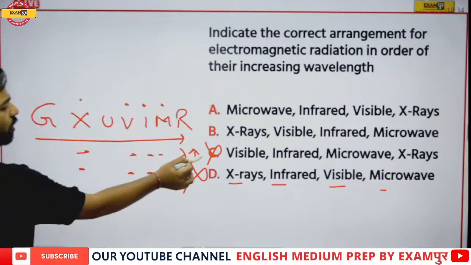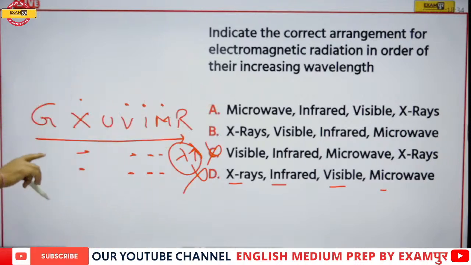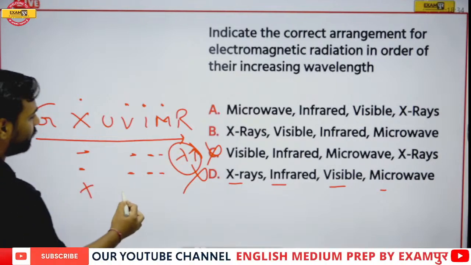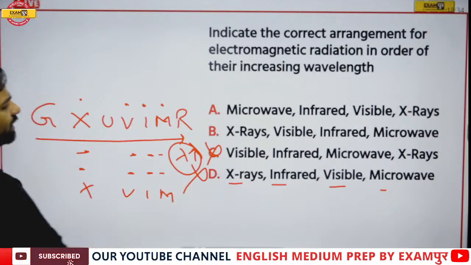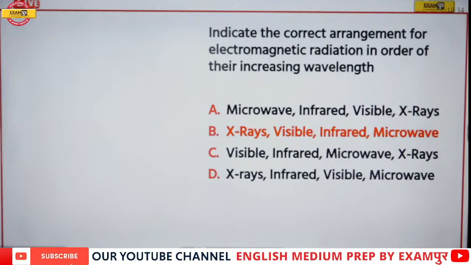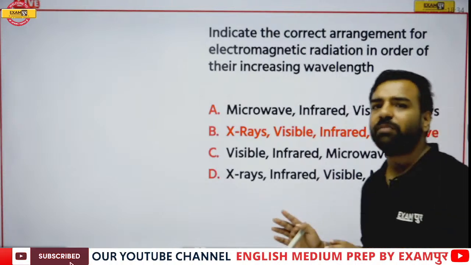That's true. I was talking about the maximum wavelength, which was of red. So when I go in this sequence order, that is X, then V, I, M, this is going to be the correct answer. That is option number B will be correct in this scenario. Got my point? If there's any sort of doubt, please let me know.